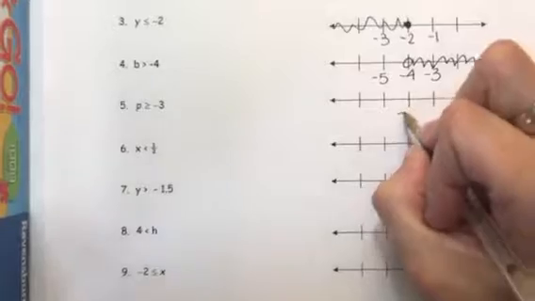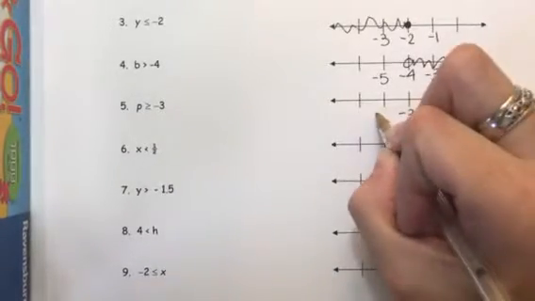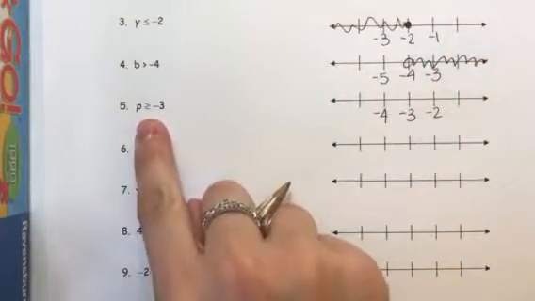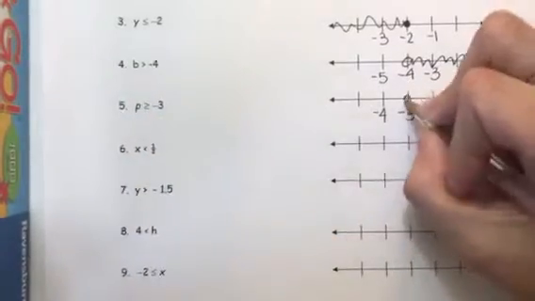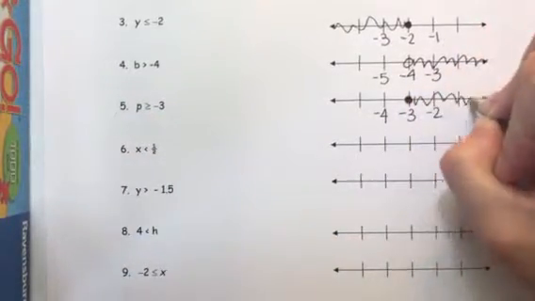Number 5, we have -3, so we need -2 and -4. Right, greater than or equal to tells us a filled in circle, and we are going to shade to the right.